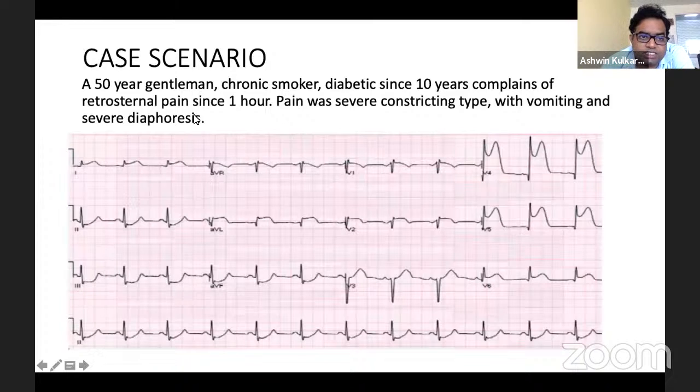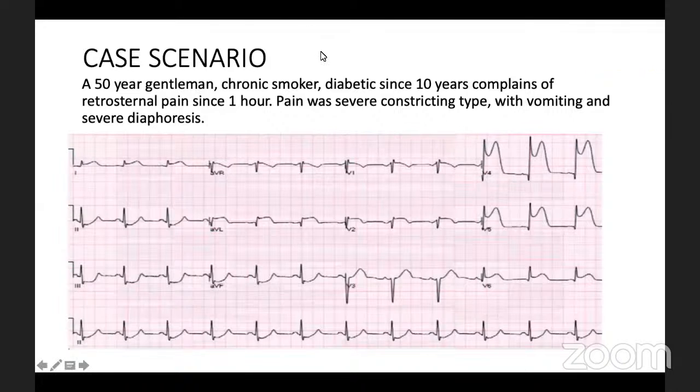So this is an ECG here. A 50-year-old gentleman, chronic smoker, diabetic since 10 years, complains of retrosternal chest pain since 1 hour. Pain was constricting type with vomiting and severe diaphoresis. So anyone can interpret this ECG. Vijay Balaji, if you are there, you can attempt this ECG.